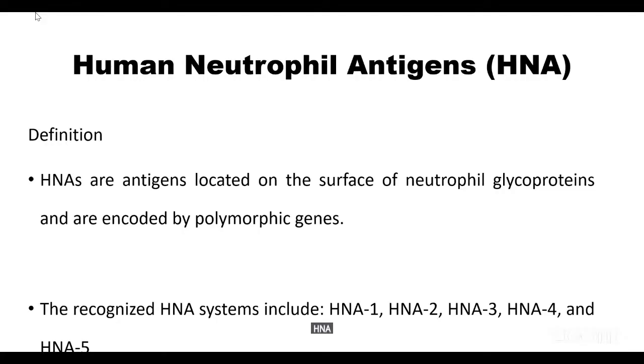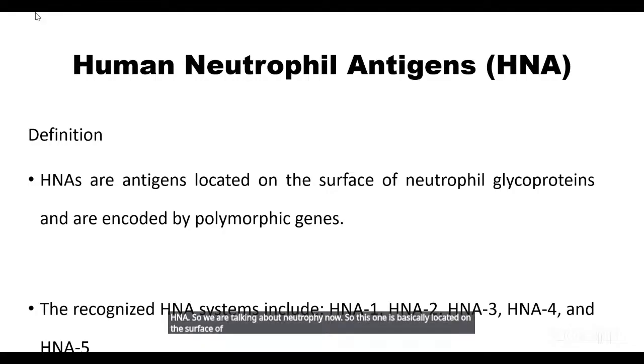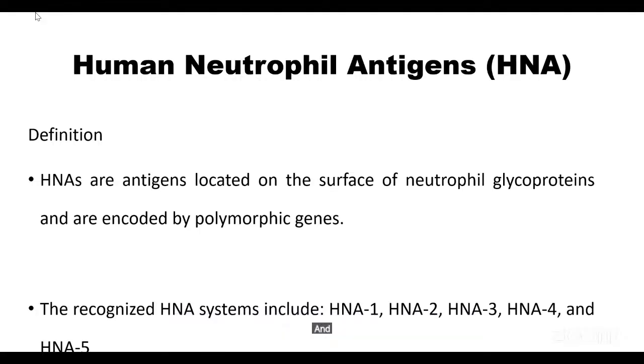HNA. So we are talking about neutrophil now. This one is specifically located on the surface of neutrophil, and they are glycoproteins and encoded in polymorphic genes. So the recognized HNA include HNA 1, 2, 3 to 5. Next slide.